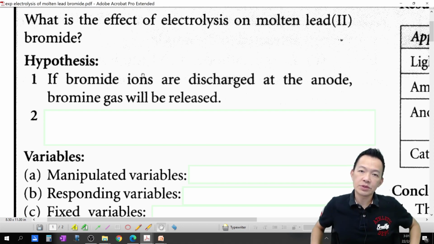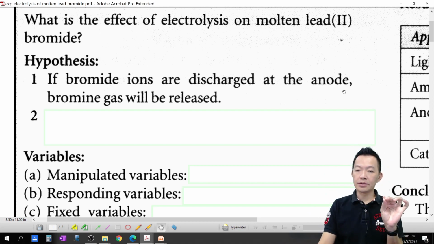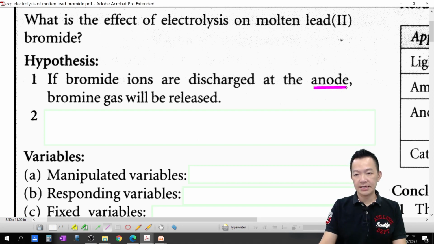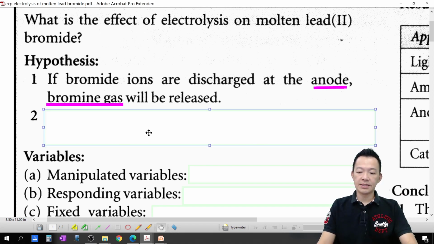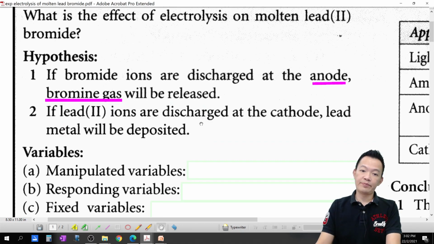这个 hypothesis 不重要的，OK，通常没有用到的。But I know anode going to get the bromine gas. Anode 就会收到 bromine gas，就会放 bromine gas 出来。About cathodes, lead ion going to discharge and become the lead. Lead 的离子 discharge 变成了 lead. So lead ion discharge at the cathode. Lead metal will be deposited.